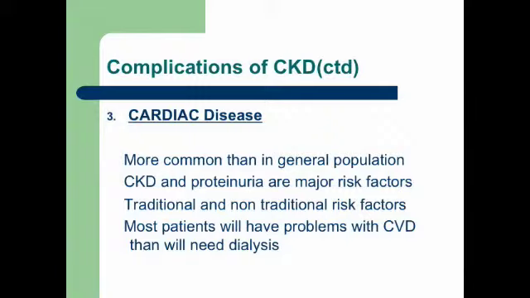Patients who start off in stage 1 and progress are more likely to have problems with cardiovascular disease than need dialysis. A minority of patients starting with chronic kidney disease will end up on a kidney machine or with a transplant. But more importantly, they will have to deal with one or other form of cardiac disease, cardiovascular disease.